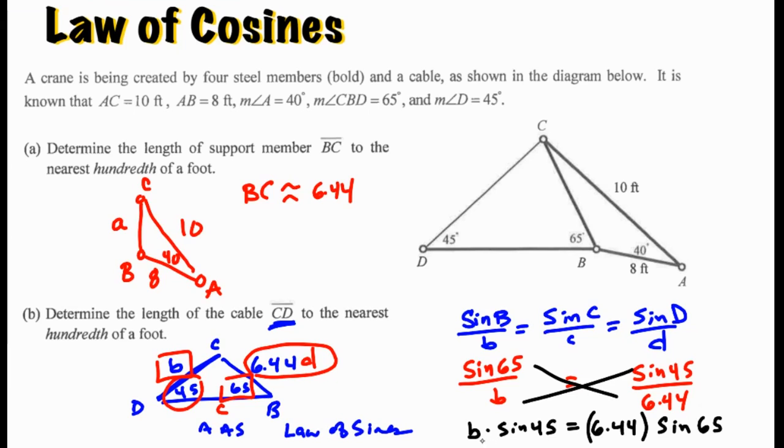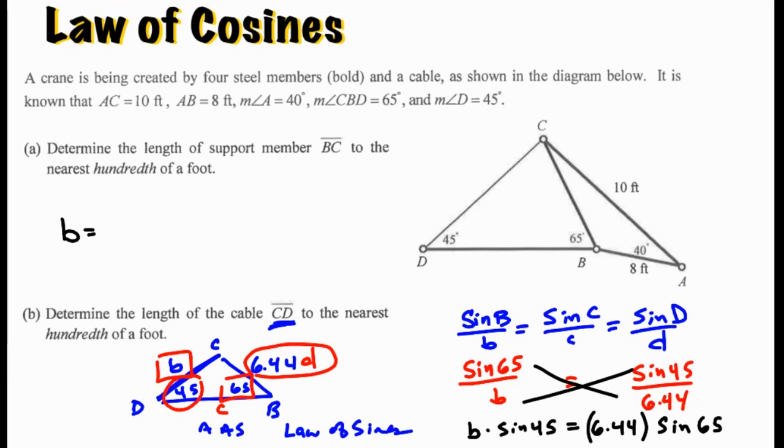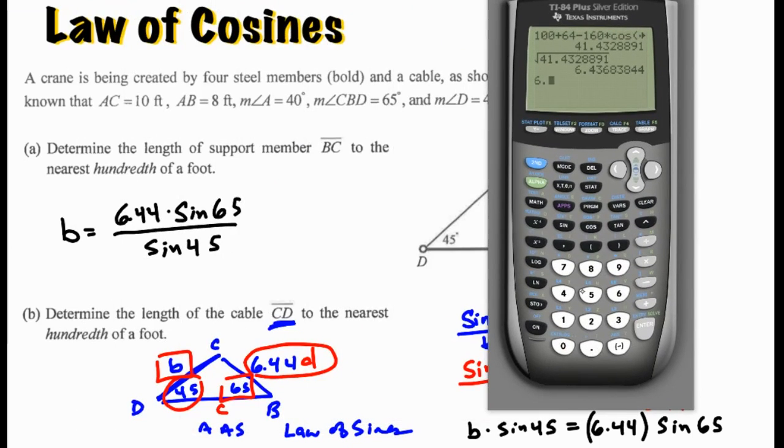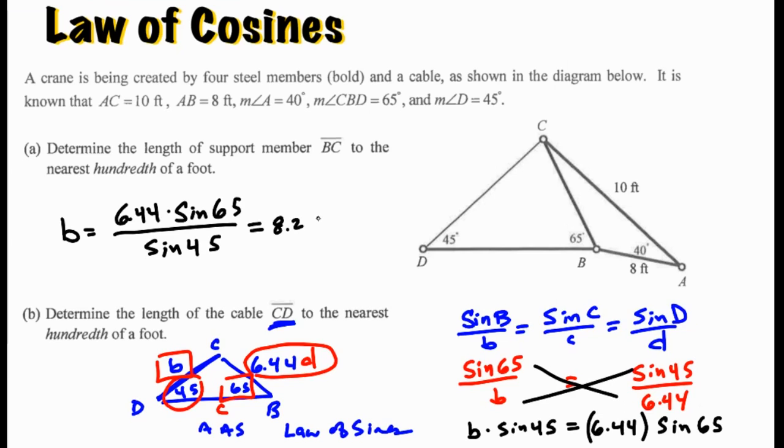And now we'd like to get b by itself, so we'll divide both sides by sine of 45. So that gives us b is equal to 6.44 times sine of 65 degrees over sine of 45 degrees. And let's plug that into our calculator. And that gives us b is 8.25. So the length of cable CD to the nearest hundredth of a foot is 8.25. And there's your answer to part B.